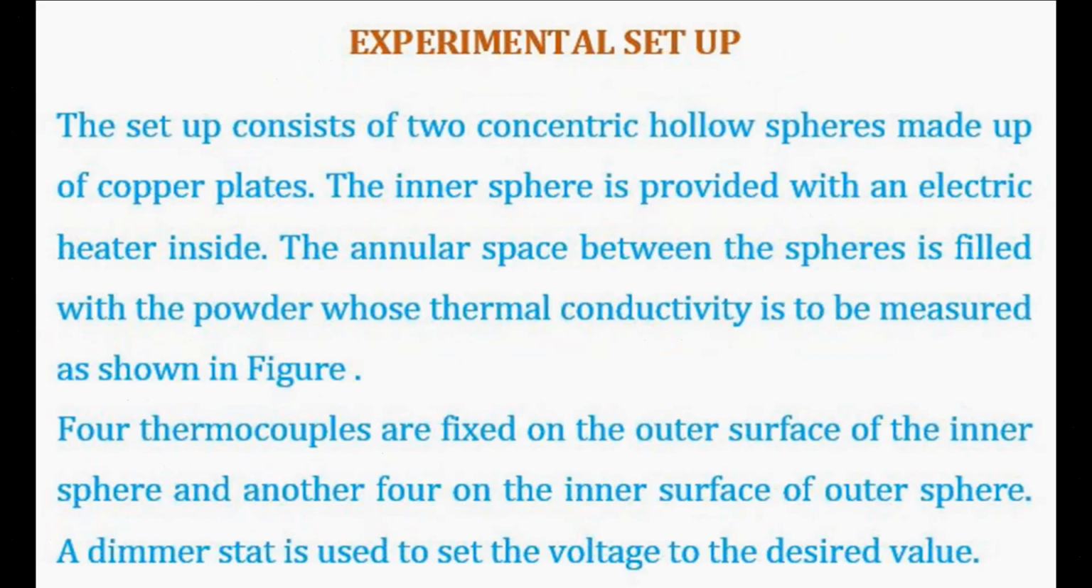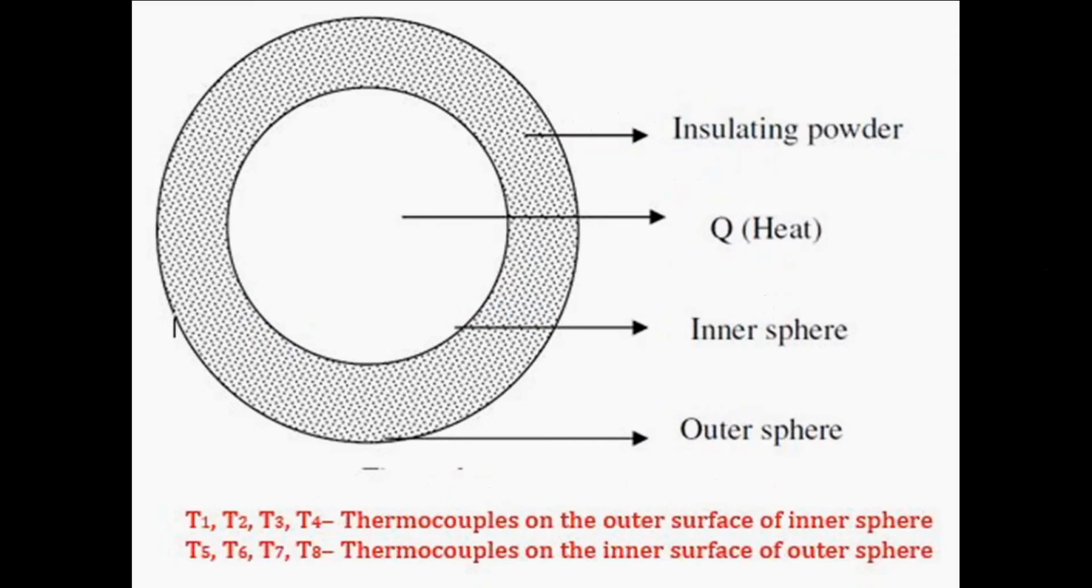So what we use is two spheres. One is a smaller sphere which is inside the second sphere, and the space in between is filled with the powder for which we wanted to find out the thermal conductivity. Now the inner sphere acts as the heater, and from that sphere heat will be conducted to the second sphere. Both are made of metal, and the space in between is filled with the powder. So the heat has to conduct through the powder to reach the other part.